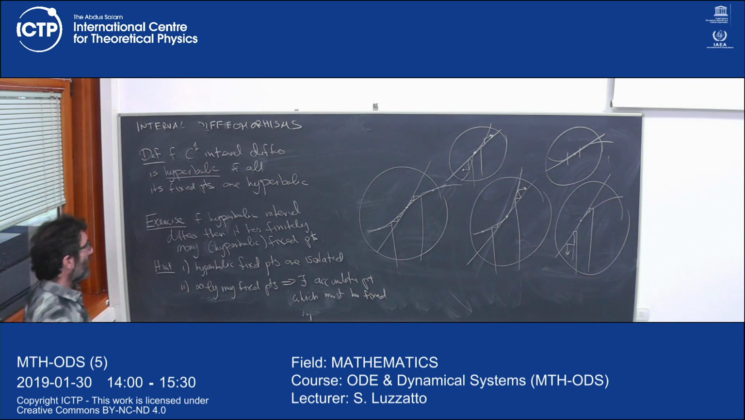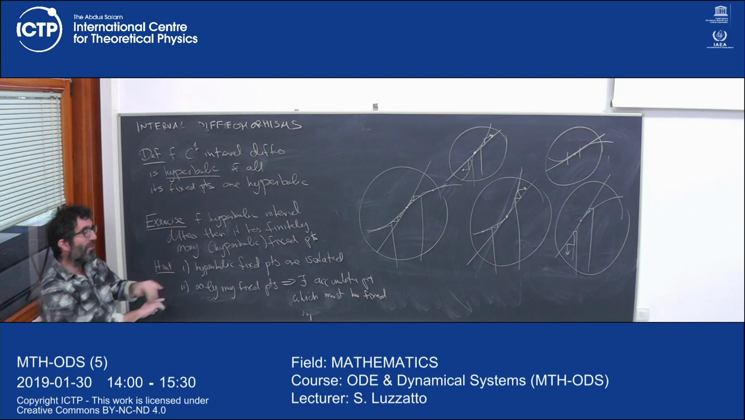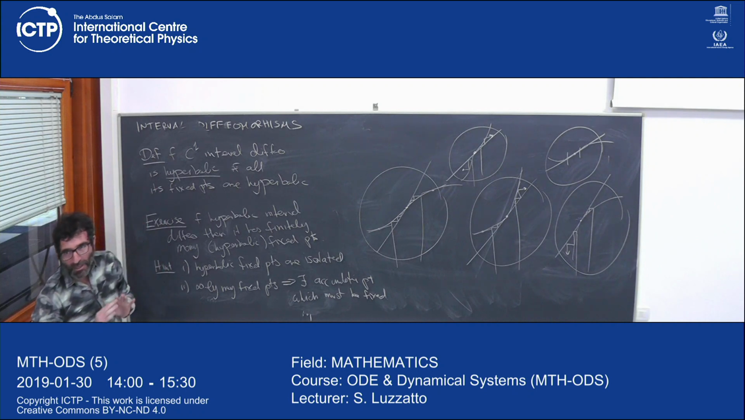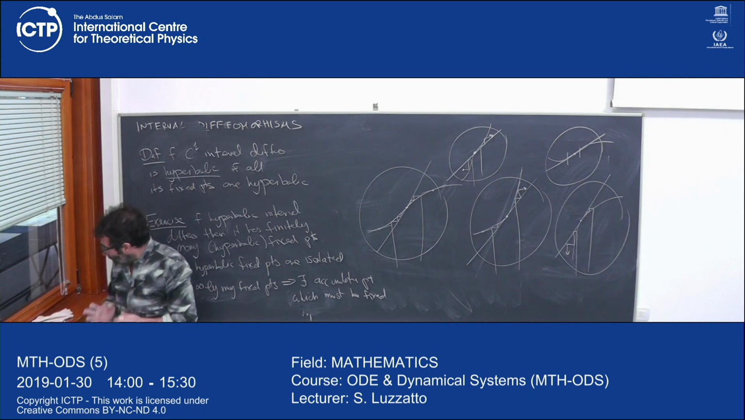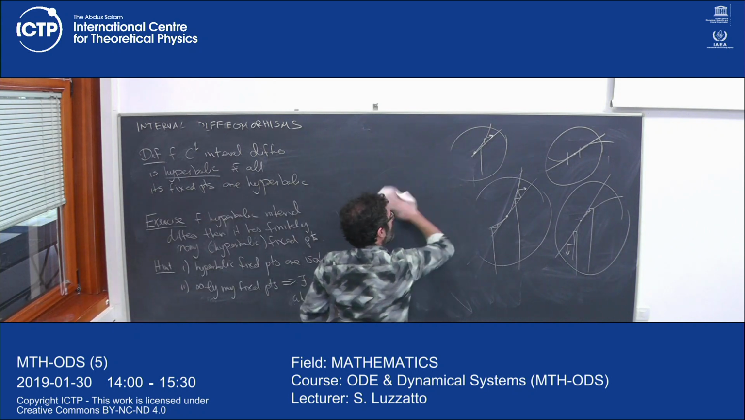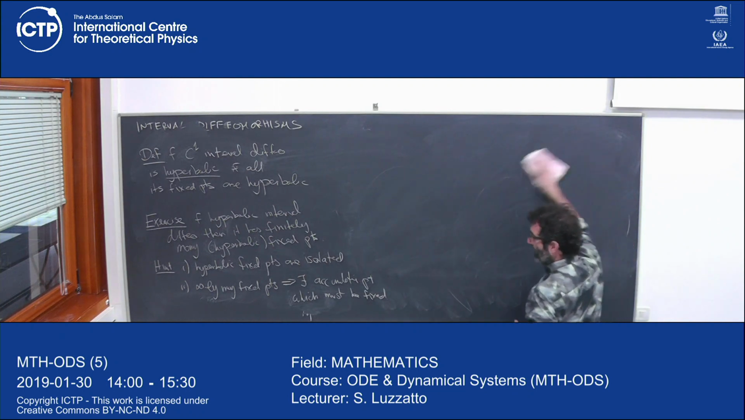So this is an important motivation for hyperbolic fixed points. Of course, there may be 1,000 fixed points, but it's a finite number. So what we're going to do now is complete our classification just for the hyperbolic maps, and then we will see that for non-hyperbolic maps it's a little bit more difficult.